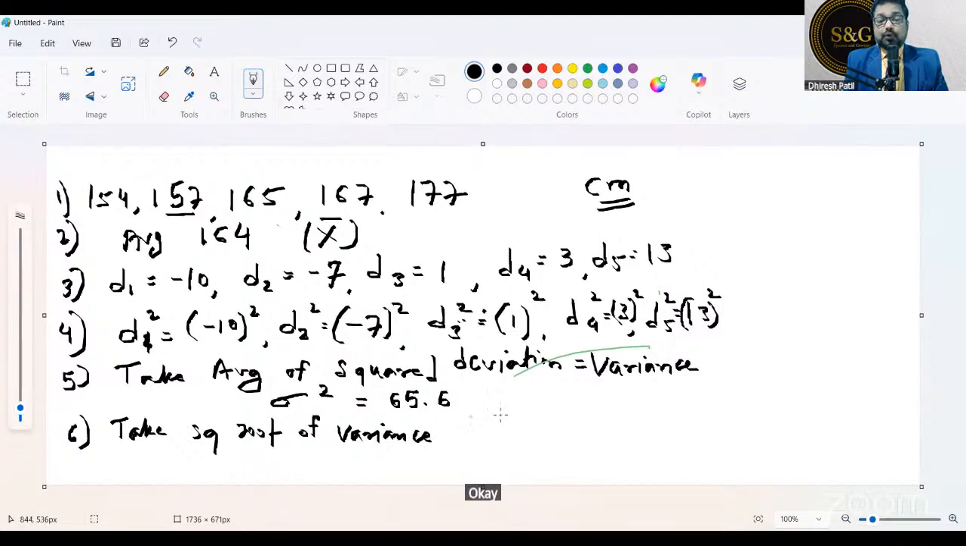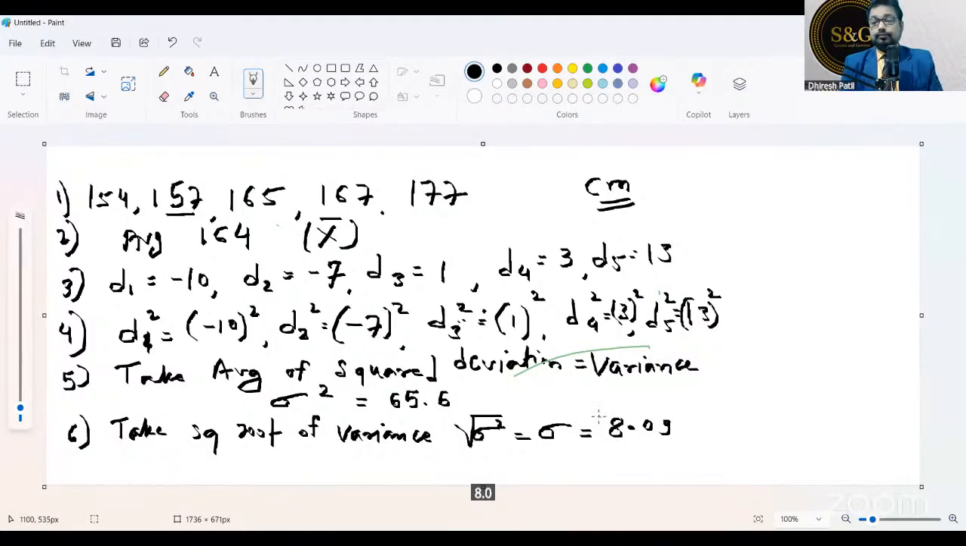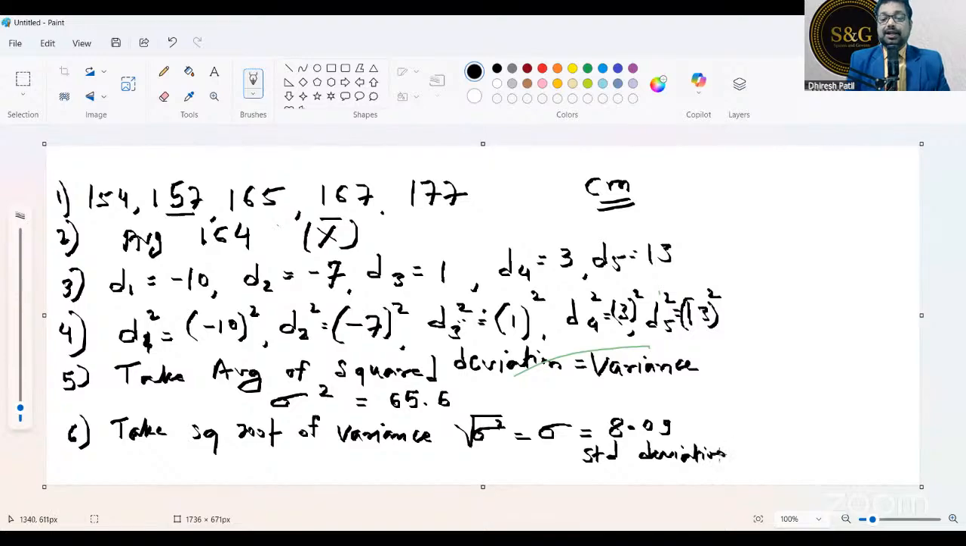Okay. Which is the square root of the variance, which is standard deviation or sigma, which is coming to 8.09. Everybody got the same value? 8.09 or 8.091, or we can say 8.1. Correct? Everybody got it? And this is called a standard deviation. Everybody understood this? Just type yes in the chat box.